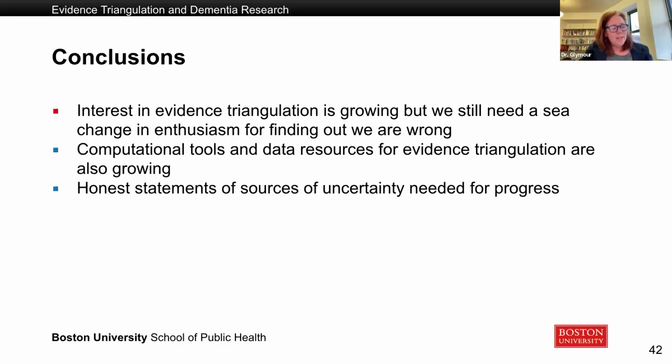In conclusion, interest in evidence triangulation is growing, but we still really need a sea change in enthusiasm for finding out we are wrong. Evidence triangulation depends on people being willing to say, this is a key weakness in my study, and I hope somebody else can try to poke a hole in it or show that it's okay. Computational tools and data resources for evidence triangulation are growing. And I think honest statements of sources of uncertainty are really essential for progress.